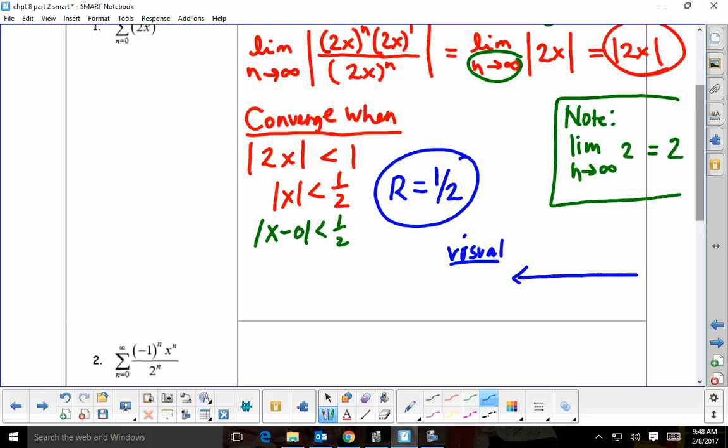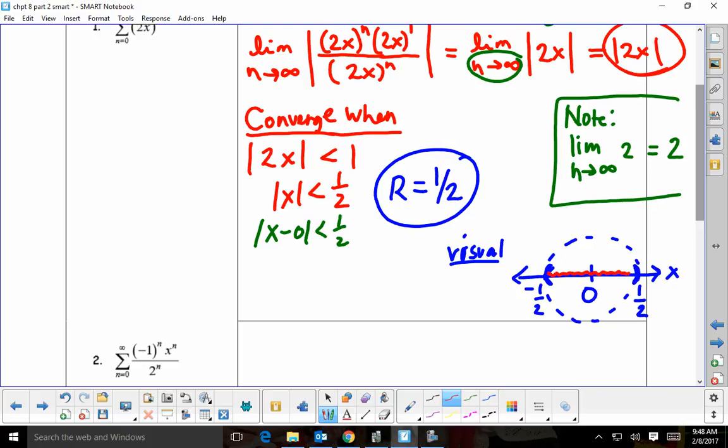So I'm going to come here on my x-axis, okay? We said that we are centered at 0, and we had this radius of convergence going on of 1/2, right? Which means that I would have 1/2, and what's over here then? Negative 1/2.